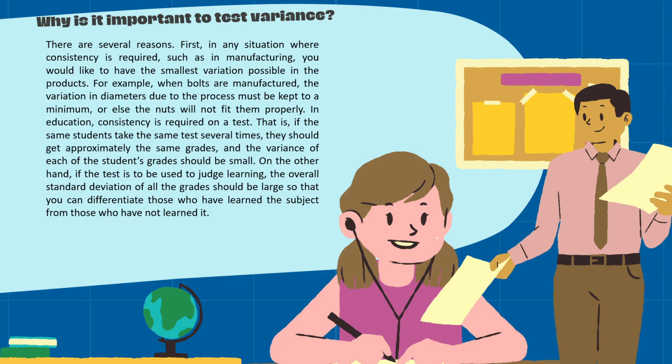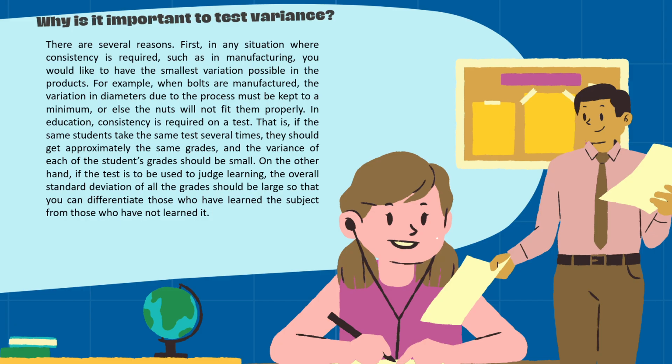Here, why is it important to test the variance? There are several reasons. First, in any situation where consistency is required, such as manufacturing, you would like to have the smallest variation possible in the products. For example, when bolts are manufactured, the variation in diameters due to the process must be kept to a minimum, or else the nuts will not fit them properly.